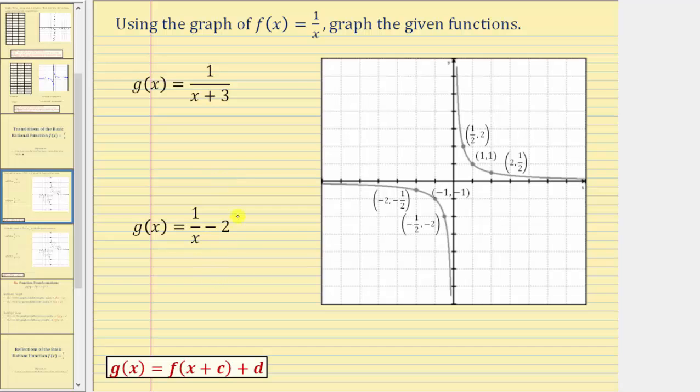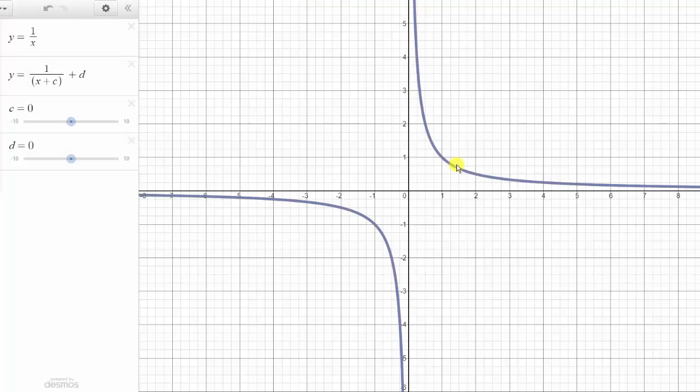Let's begin by looking at an animation showing translations of f of x equals 1 divided by x. So here we have the graph of the parent function f of x equals 1 divided by x, and we're going to look at how the value of c and d affect the graph of the parent function. Notice how c is the value added to x in the denominator, and d is the constant added on the end. Let's see what happens when we change the value of c.